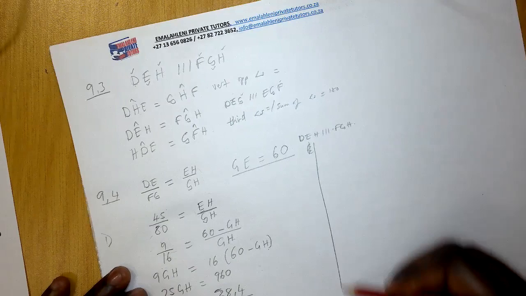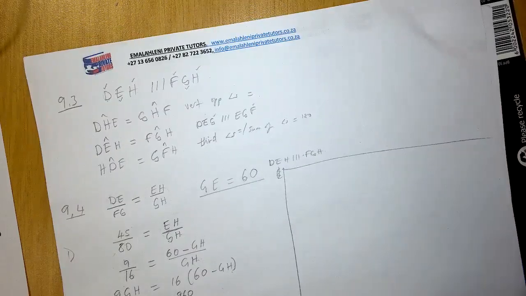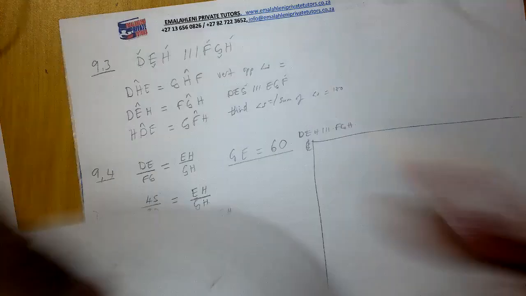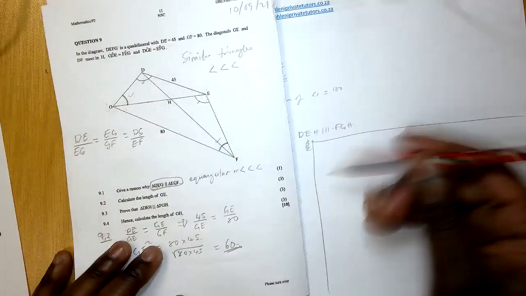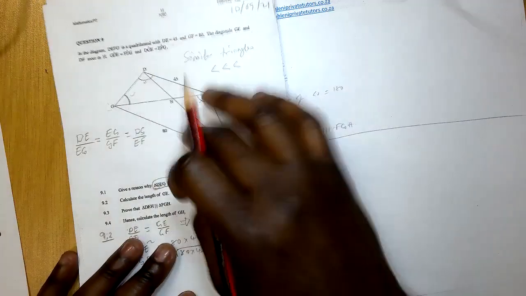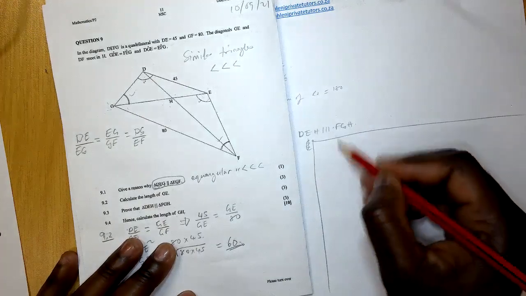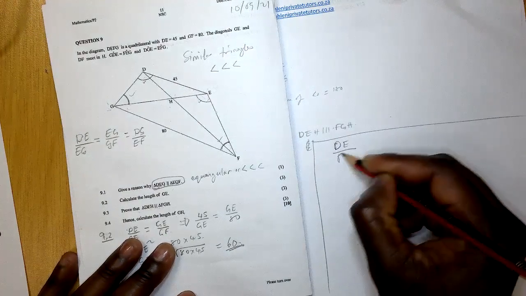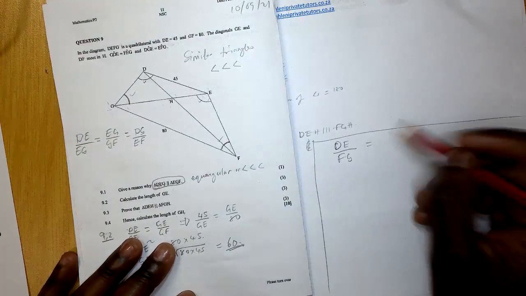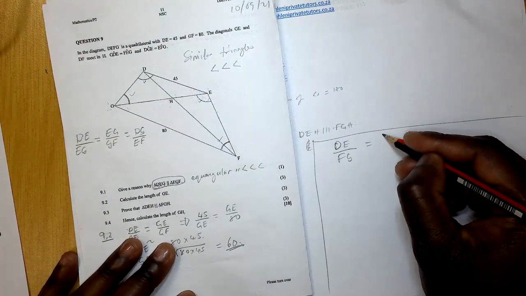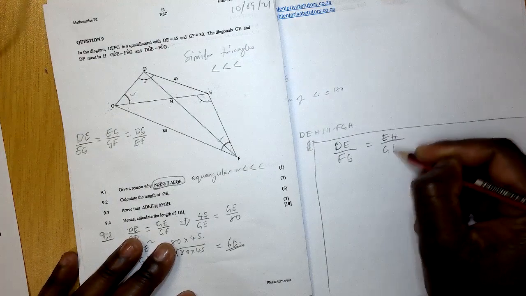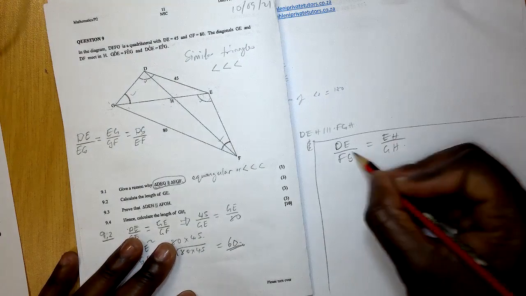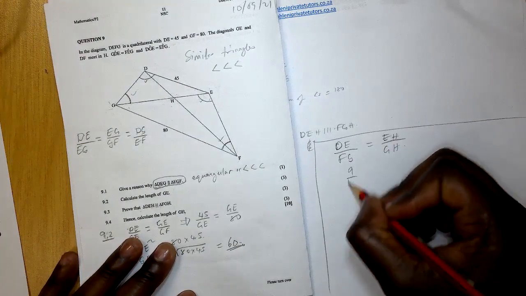What about the other method that I said we can use? We can also use the proportion, what we call our ratios. We see that they are in the same ratio. So DE over FG is equal to EH over GH. That's what we have there. So in this case, what do we know here? We know that this is more like 9 over 16. That's what we have.